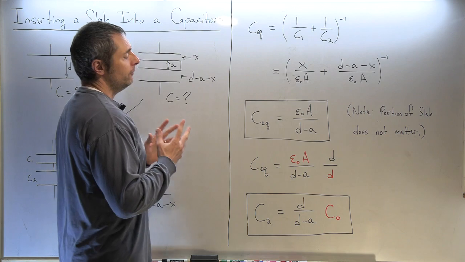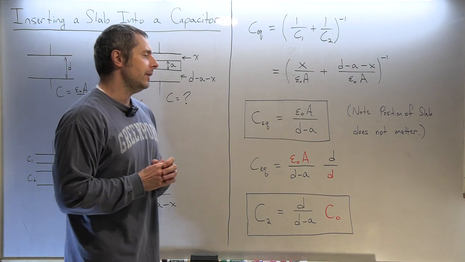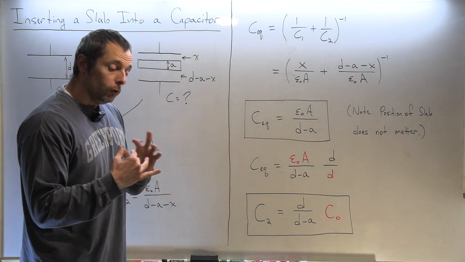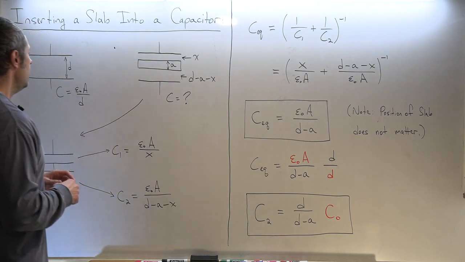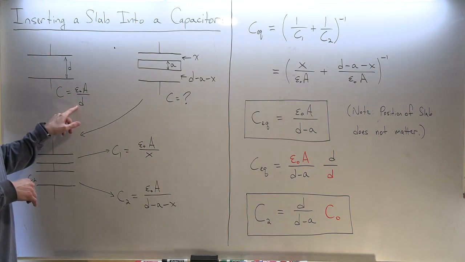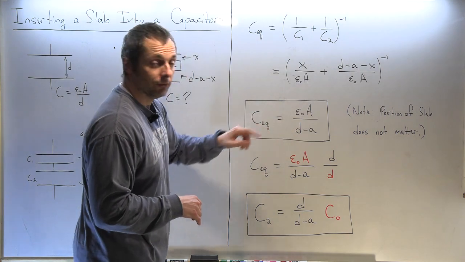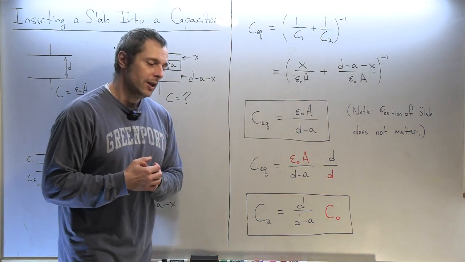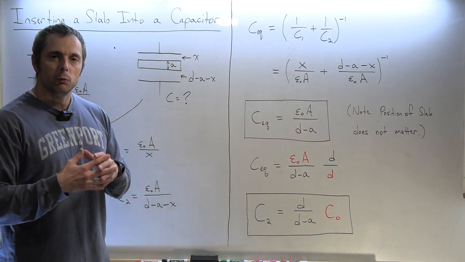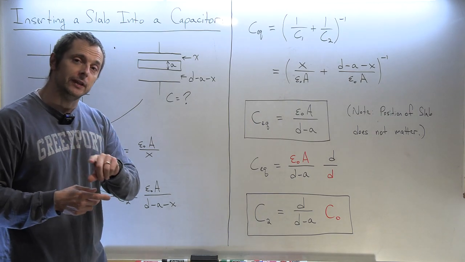And the final thing I'm going to do is see how that relates to the old capacitance. We can already see that it's going to be greater because the denominator just got smaller by the amount a. So more capacitance. But how much, what fraction greater compared to the old?